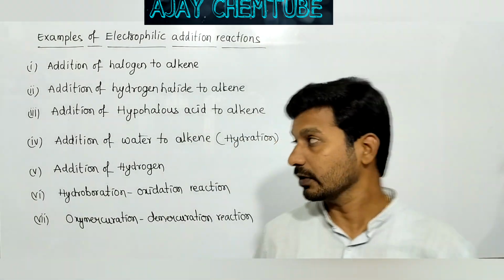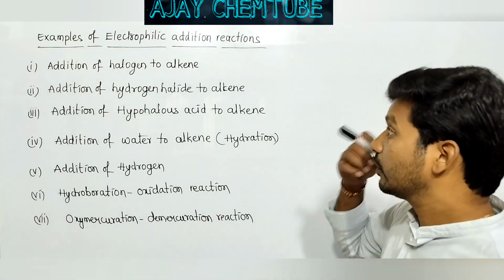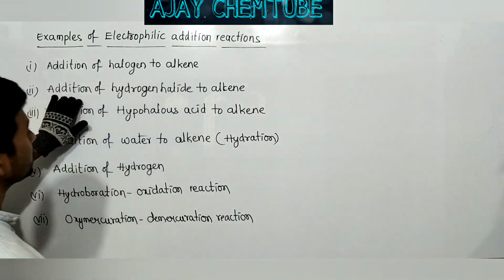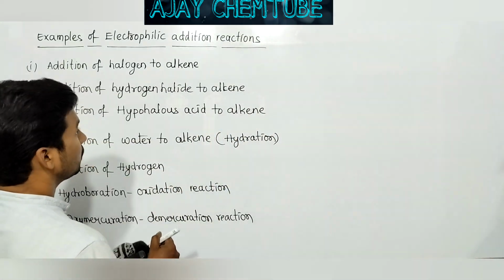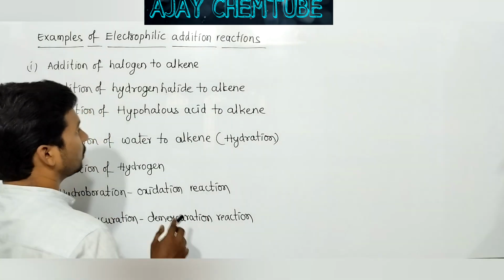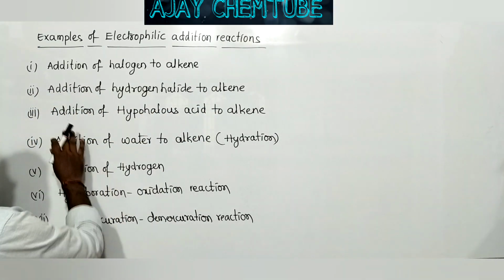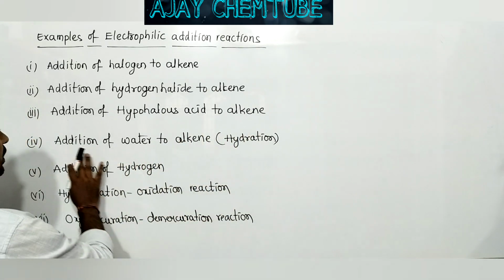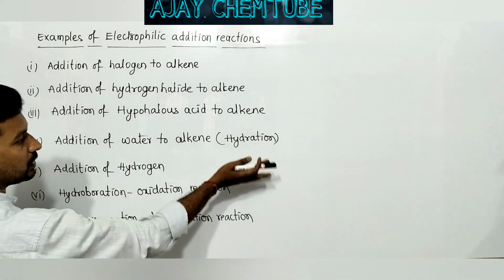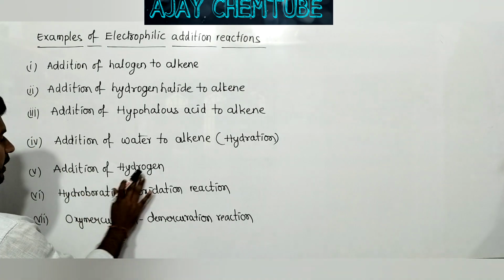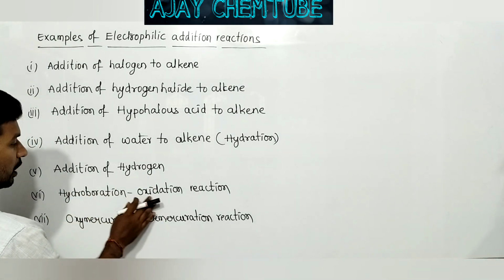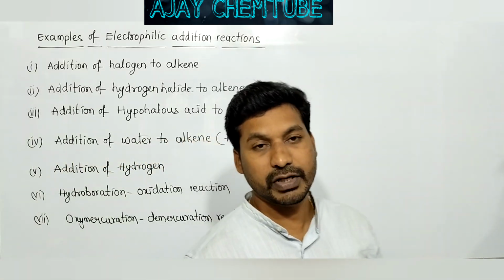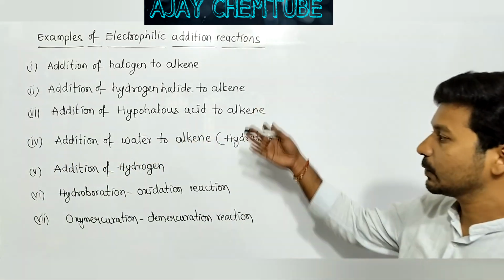Electrophilic addition reactions: addition of halogen to alkene, addition of hydrogen halide to alkene, addition of X2 to alkene, addition of HX to alkene, addition of hypohalous acid HOX to alkene, addition of water to alkene, that is nothing but hydration of alkene, addition of hydrogen molecule, hydroboration oxidation reaction, oxymercuration demercuration reaction. Okay, I will explain one by one.